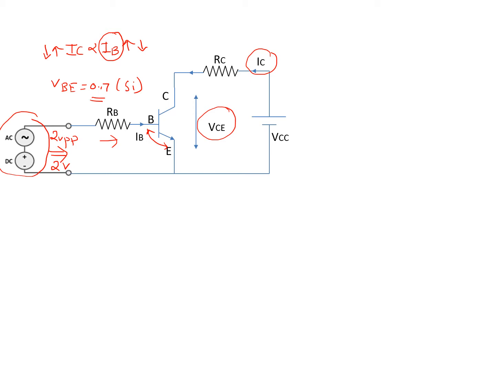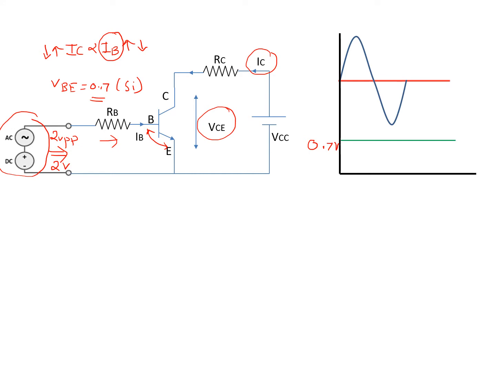Let us see it by graph. Say we have one green line shown. Let us write there 0.7 volt. This is indicating VBE. Now see the input. The input is a series combination of DC and AC. This red line is 2 volt and this cycle is 2 volt peak to peak.